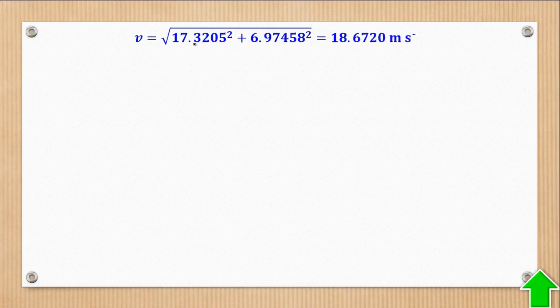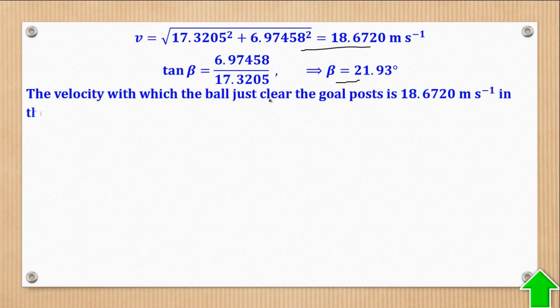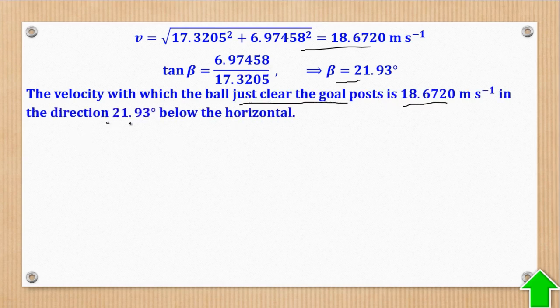By Pythagoras theorem, v is that. But velocity is a vector quantity, so you have to get also the direction. Therefore, you state that the velocity with which the ball just clears the goalpost is this, in the direction this, below the horizontal. Then Roman 2.